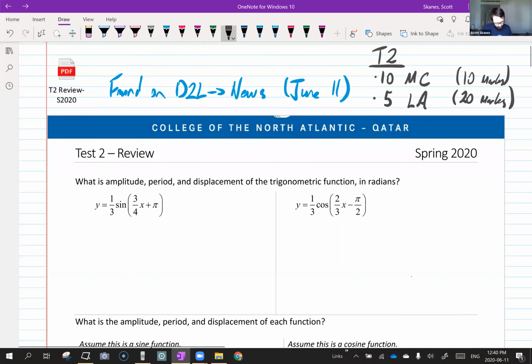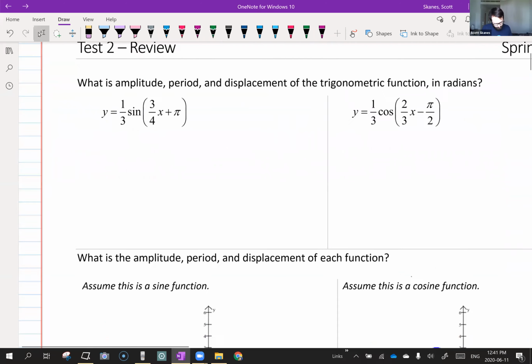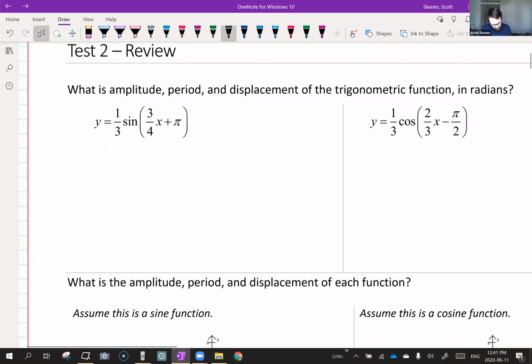Let's get started. The first question: what is the amplitude, period, and displacement of the trig function in radians? This is clearly a unit 4 question, and we want the answer in radians. Amplitude is A, so 1/3, exactly. 1/3 is our amplitude. That's a nice easy one.